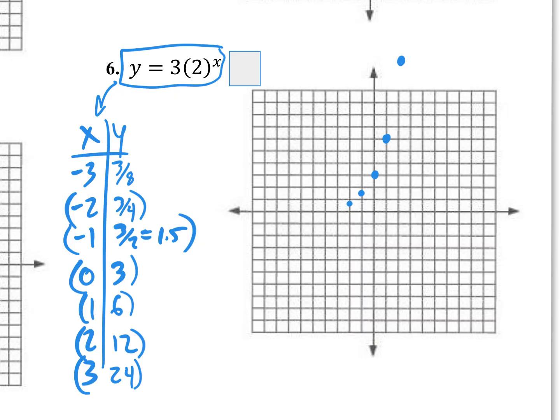And then you have -3 and 3/8, that's less than a fourth. I mean, not less than a fourth, that's less than a half. So if you go -3, 3/8 is less than a half. You get the idea that it's going to keep getting smaller and smaller and smaller. So it's going to look like it's touching the x-axis even though it never actually touches.